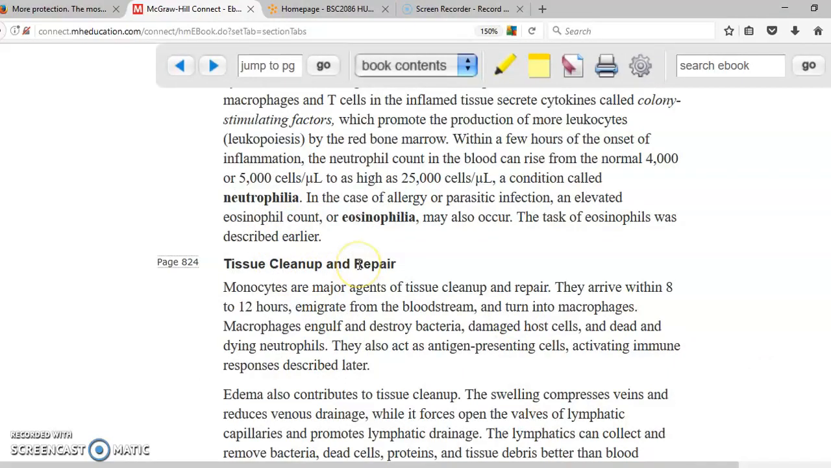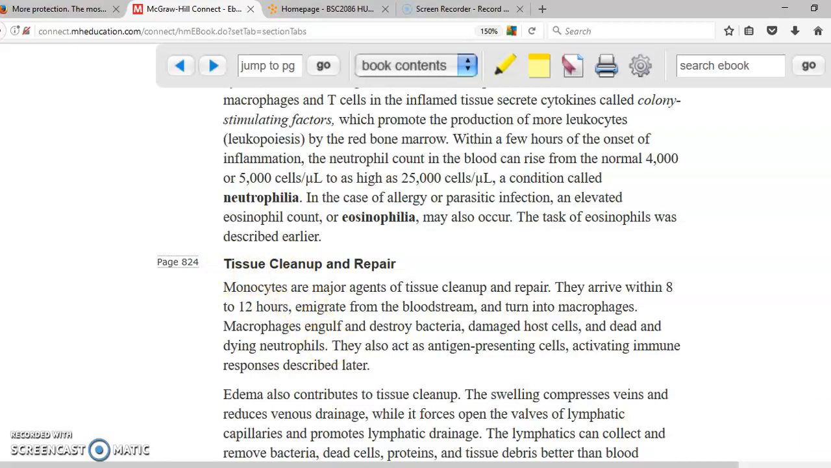Tissue cleanup and repair, basically that is the responsibility of the macrophages. As we said, monocytes are what they are called when they're inside the blood. Outside, they're going to be called macrophages. The macrophages basically go to the area where the infection was, and they're going to destroy everything that is in the pathway that they're going to have. They're going to phagocytize dead neutrophils, dead bacteria, damaged cells. So basically the macrophages are the ones that are in charge of cleaning up the area where we had the infection.